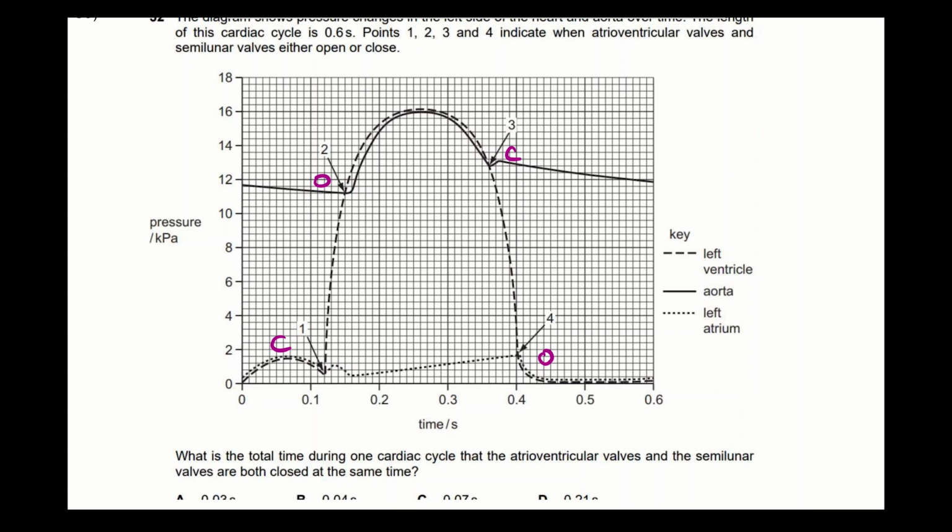We must know what these lines represent in the first place. So, the lines at the bottom represent the atrium. Therefore, here we're talking about the atrioventricular valves. So below are the atrioventricular valves. And since here we see the aortic pressure, we're going to be talking about the semilunar valves. And with the mnemonic CO. Now, here they want the time during the cardiac cycle that both valves are closed at the same time.